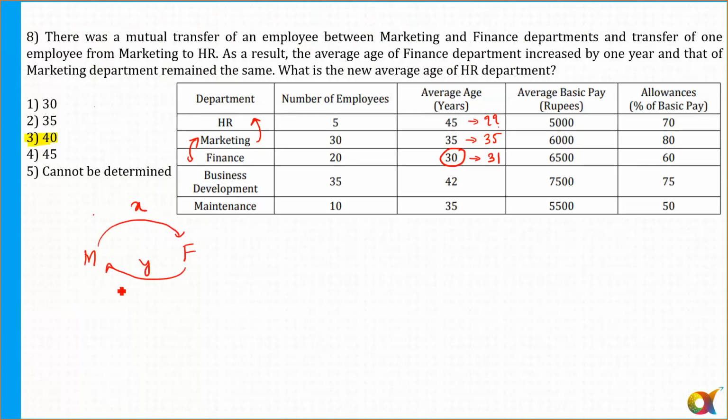We can do it orally also, but just so that you can understand easily, I'm writing down the equations. So marketing to finance, the age of that person is X, and finance to marketing is Y. This is what has been given to us. Now tell me, in case of finance, there are 20 people and the average is 30. So what is the total of finance earlier? That is 20 into 30, 600. This is the total age of the finance department.